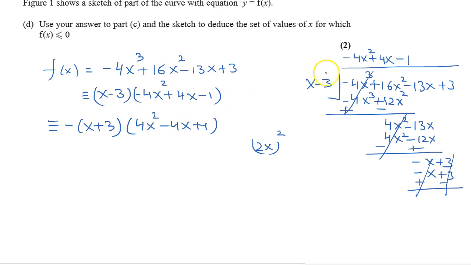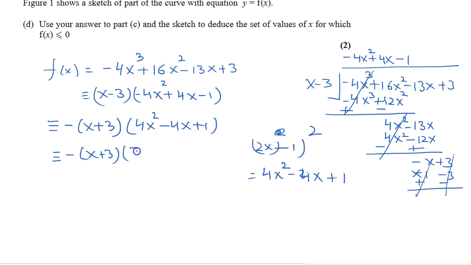So this is 2x squared and this is 1. So (2x minus 1) squared is 4x squared minus 2 into 2x is minus 4x, minus 1 squared is plus 1. So this is minus x plus 3 and this I can write as (2x minus 1) squared. So this is the complete factorization of f(x).